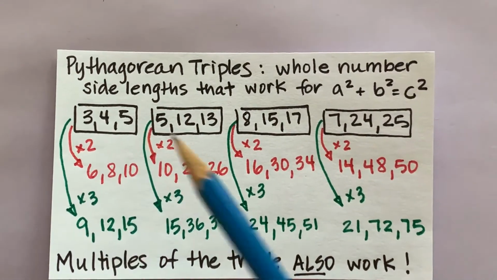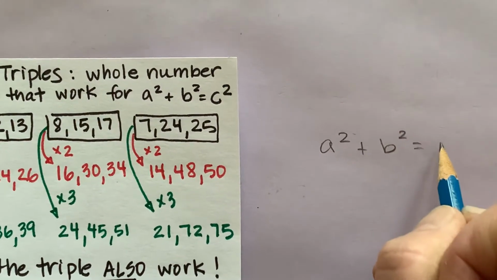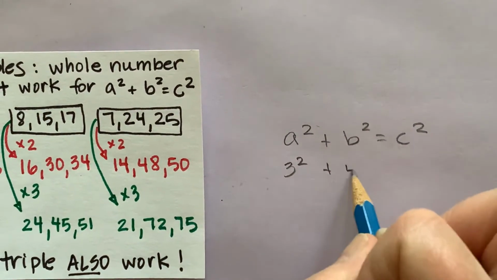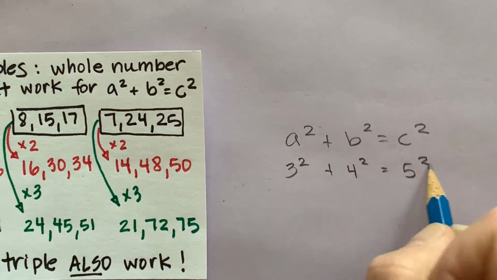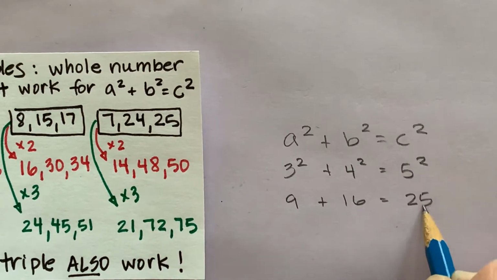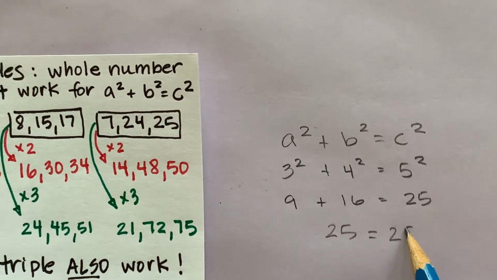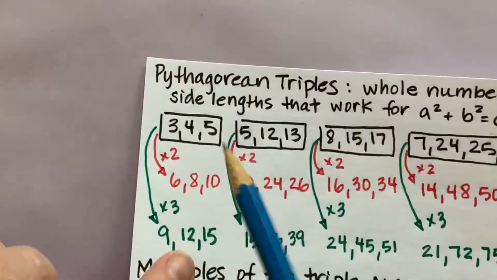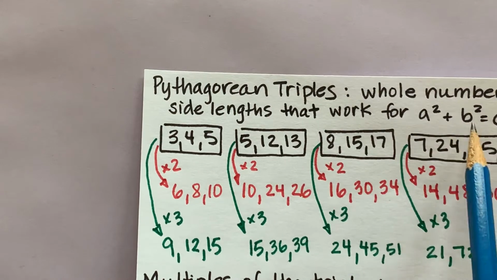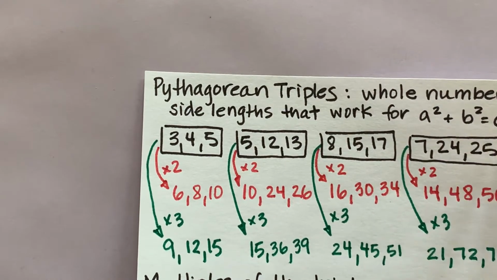When I actually do the work for this, if you want to see that, I take A squared plus B squared equals C squared, then I can plug in 3 squared plus 4 squared equals 5 squared. That would equal 9 plus 16, which is the same thing as 25. And yes, 9 plus 16 is 25. This works. So our lengths of 3, 4, and 5 are whole numbers that do work for A squared plus B squared equals C squared.